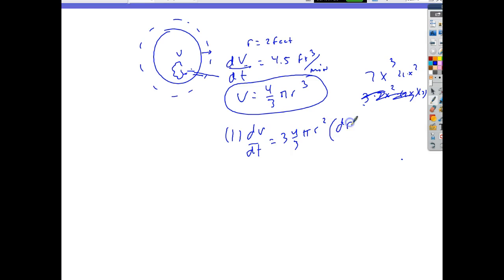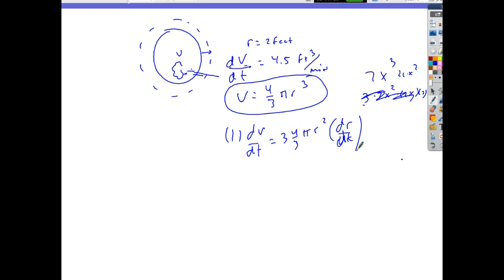I'm going to throw a dR/dt on here and hope a little bit. Yeah, oh yeah, that's right. Because R is not t, I have to tack on a dR/dt. Is that okay with everybody in the room? Yes. Are we good? Pinto, you good?